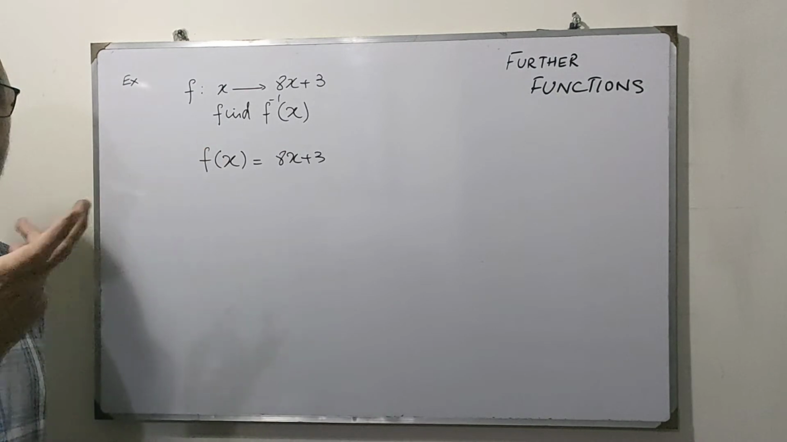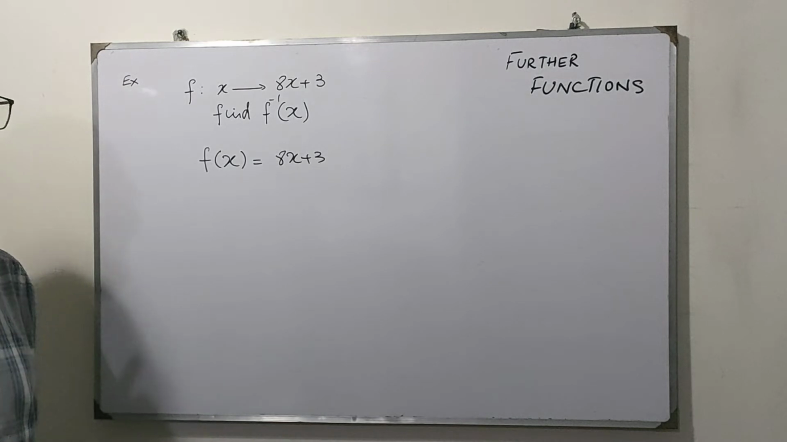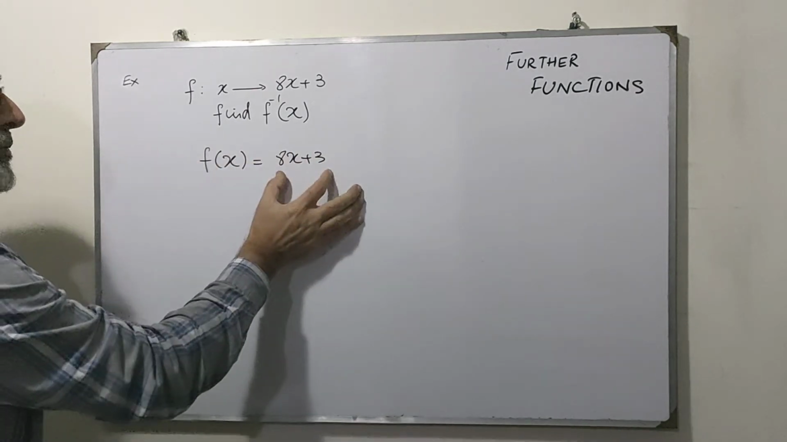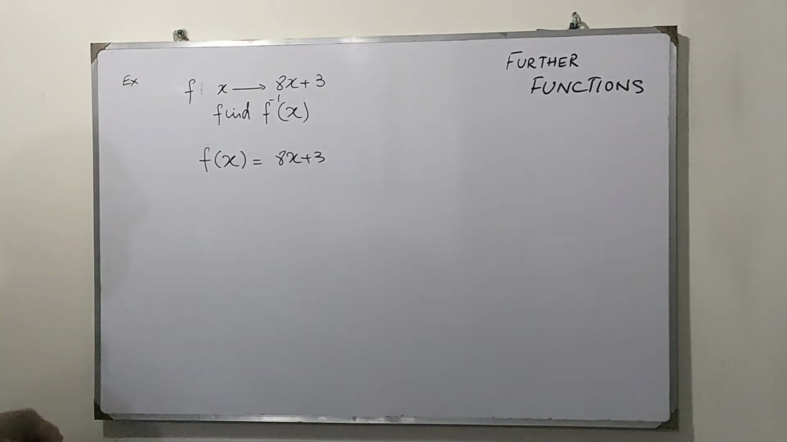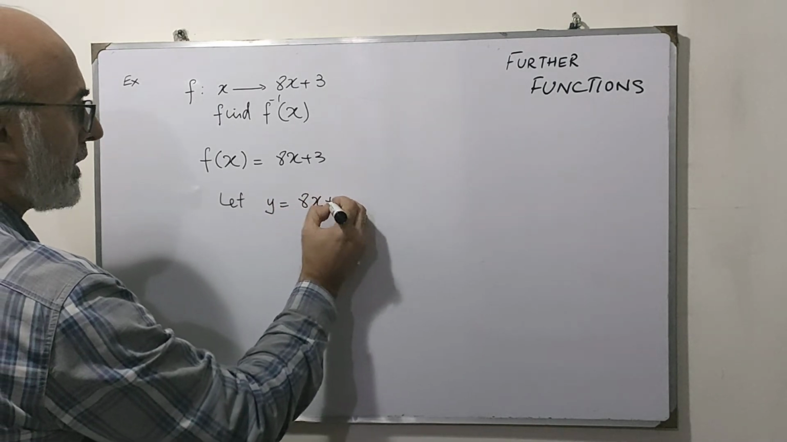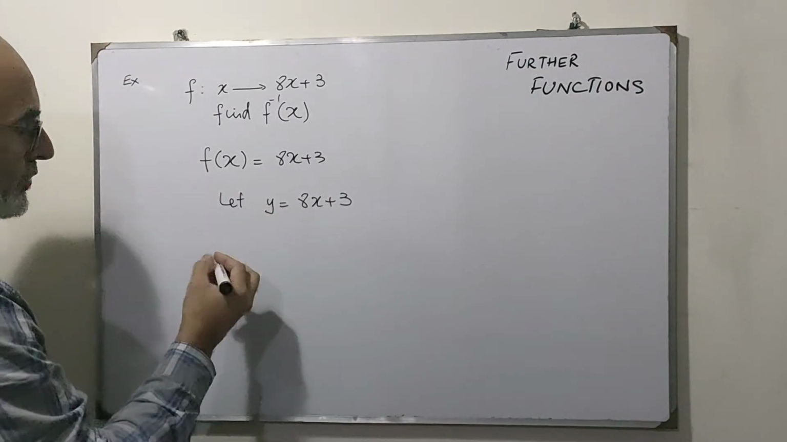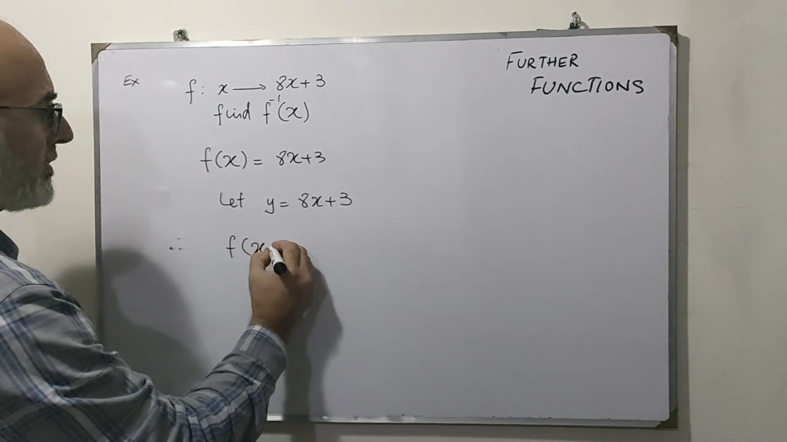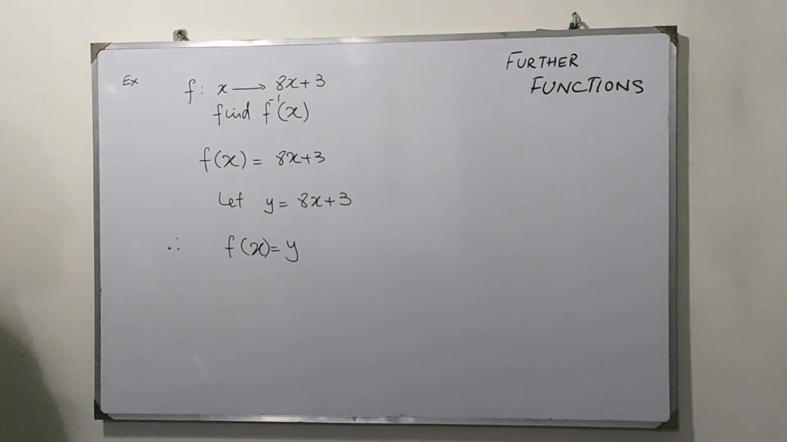So it's not like this that I'm going to put here f inverse over x and solve it. No, not like that. So to solve it, we're going to assume that this term is equal to some variable, and so let's suppose y is equal to 8x plus 3. Now since this 8x plus 3 is equal to y, so definitely I can write it like this. Therefore f(x) is equal to y, because if this is equal to 8x plus 3, so I can write it like this.